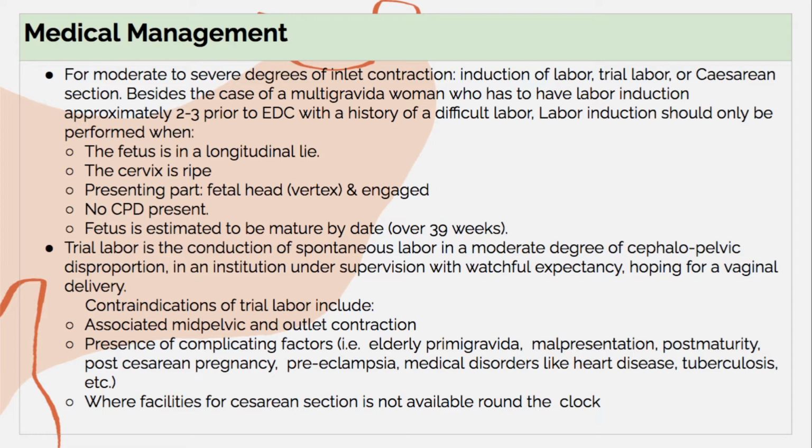Contraindications of trial labor include associated mid-pelvic and outlet contraction, presence of complicating factors like elderly primigravida, malpresentation, post-maturity, post-cesarean pregnancy, preeclampsia, medical disorders like heart disease, tuberculosis, etc., and where facilities for cesarean section are not available round the clock.